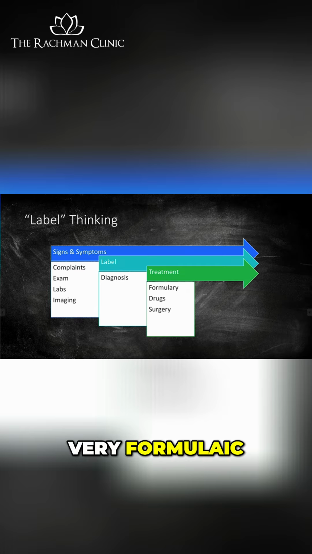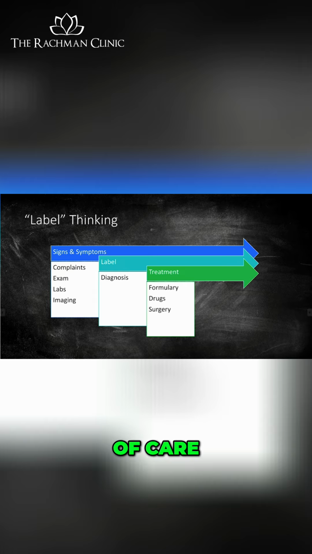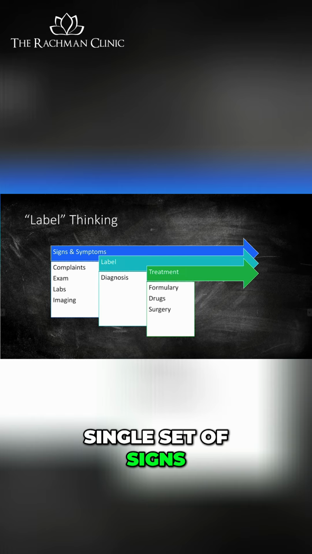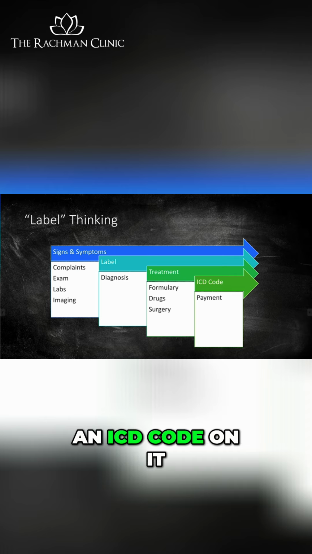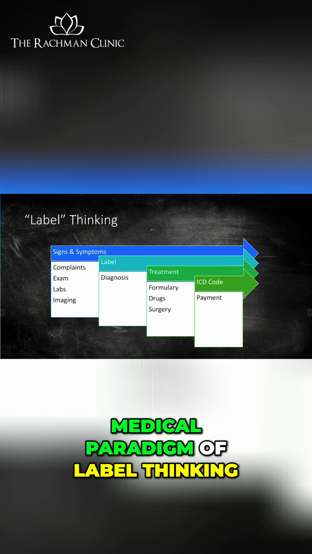And although it sounds very formulaic, very rote, there is very much what's called a standard of care, which ascribes for every single set of signs and symptoms, there's a label, and for every label, there's something that you do, and there's one more thing to tack onto it, which is you put an ICD code on it, which helps you to get paid. That completes the entire medical paradigm of label thinking.